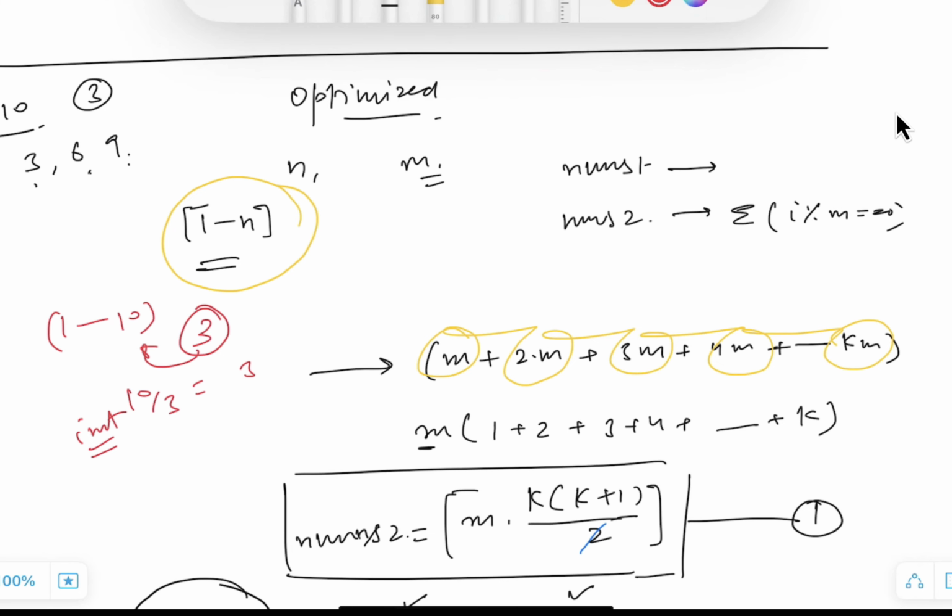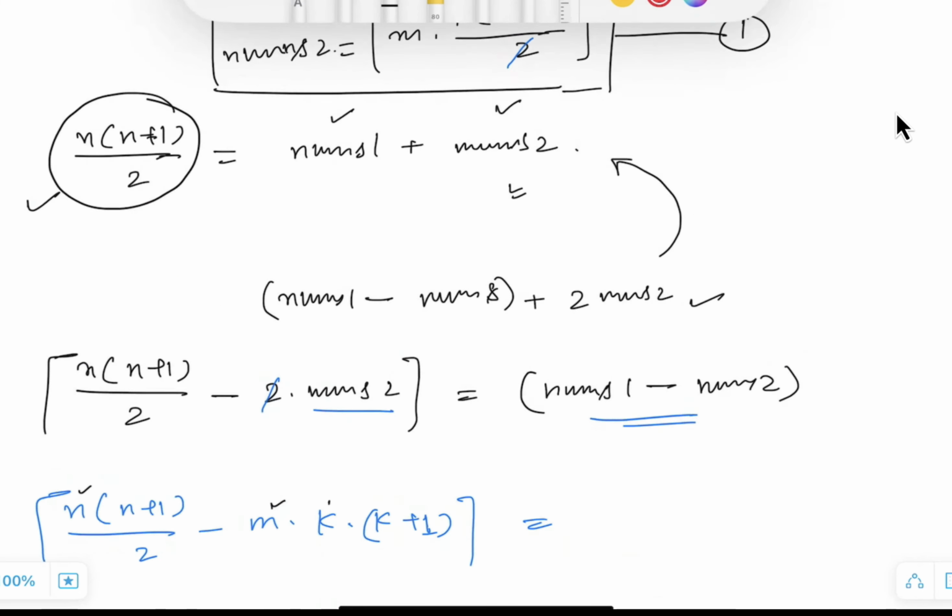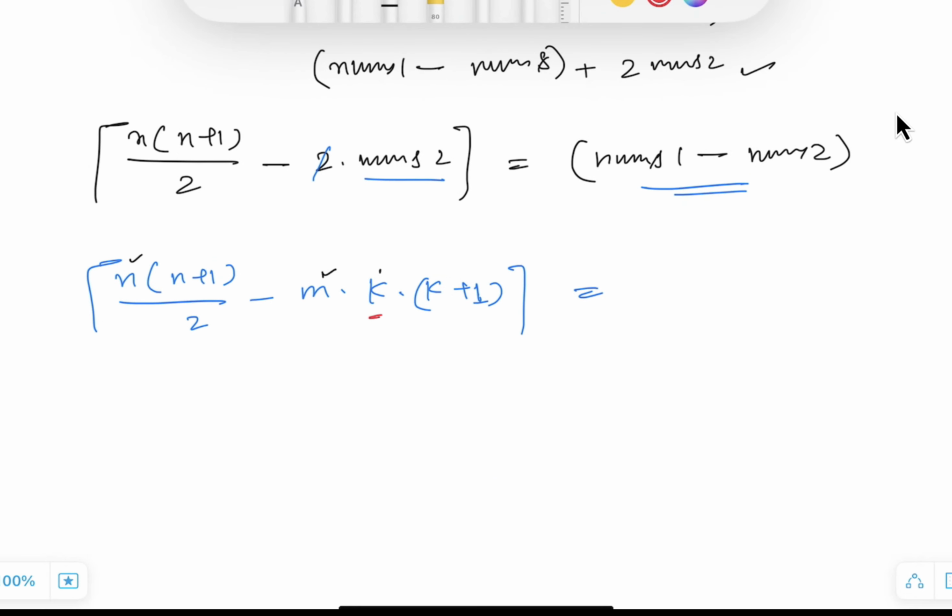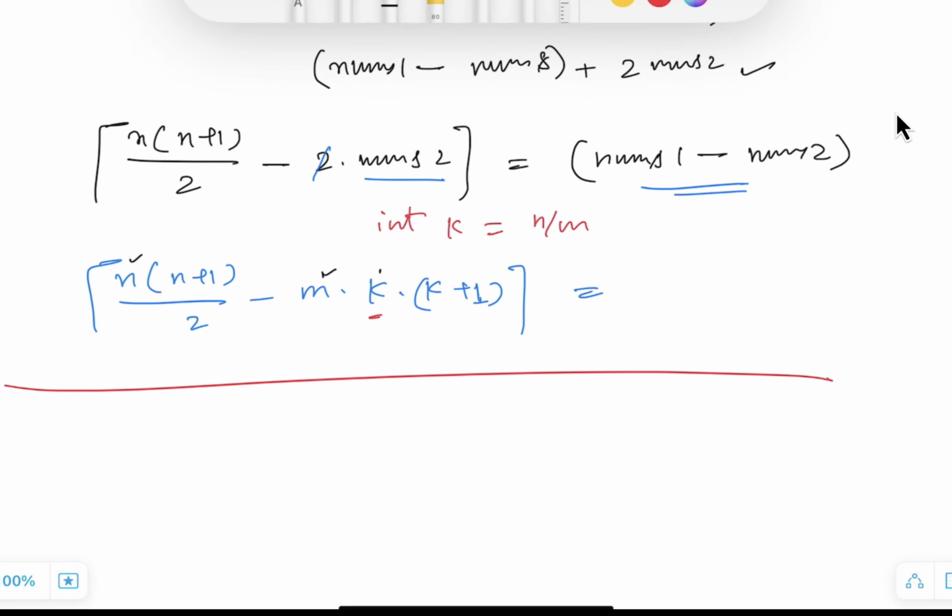So how many multiples of m are there in this range? n divided by m. So this k signifies the number of multiples, which is equal to n divided by m, but keeping in mind that it is an integer. Now our program is complete. I have k, I have n, and I have m.